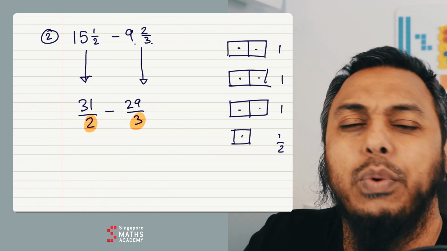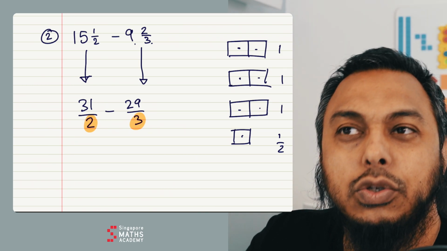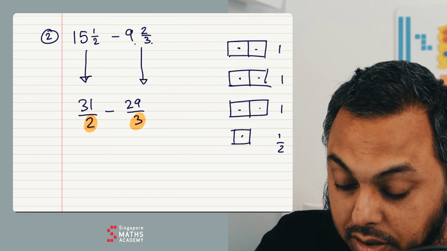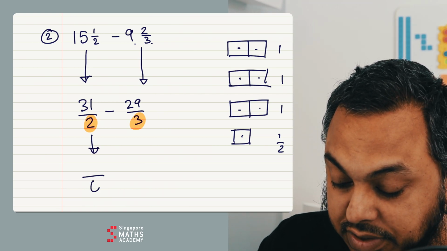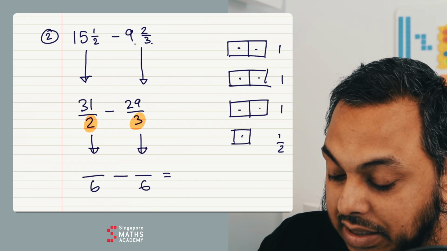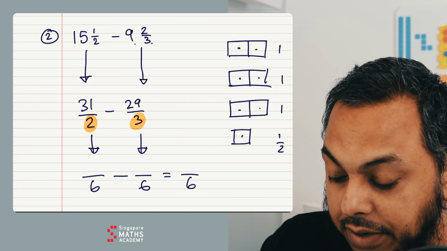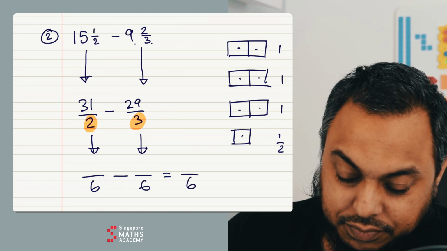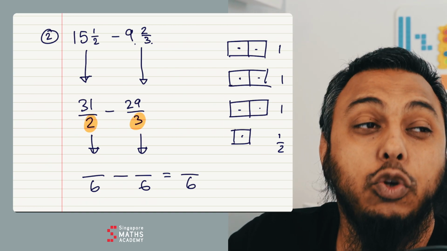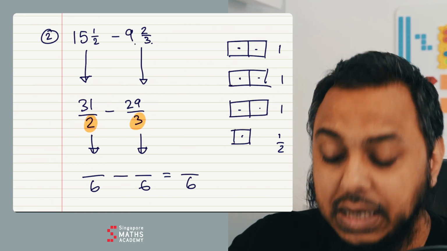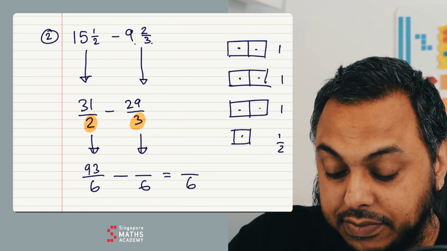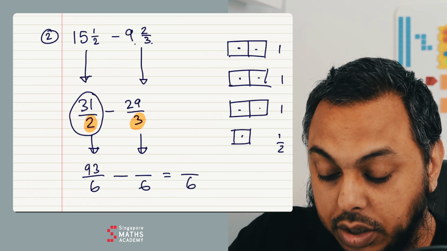So 2 and 3, what's the first number in the 2 times table and 3 times table? 2, 4, 6. 6, right? So I'm going to make this an equivalent fraction out of 6, and this an equivalent fraction out of 6, and then I can subtract and get my final answer, hopefully, right? Let's see if this works. 31 over 2. 2 times 3 is 6. So I'm going to multiply my numerator by 3. 31 times 3 is going to be 30, 60, 93. 93 sixths is equivalent to 31 halves.